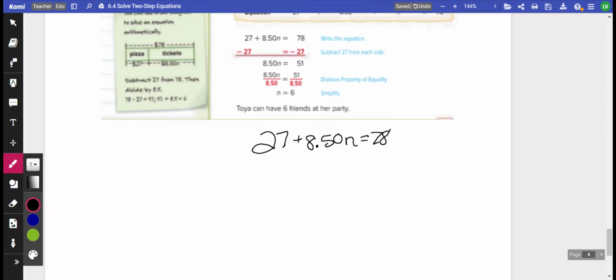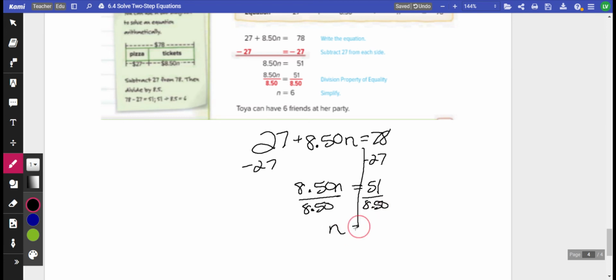So from here, we would solve by extending our equal sign and subtracting 27 from both sides. So that gives us 8.50n equals 51. Then I'm going to divide both sides by 8.50. N's going to give me 6. So that means that Toya can have 6 friends at her party.